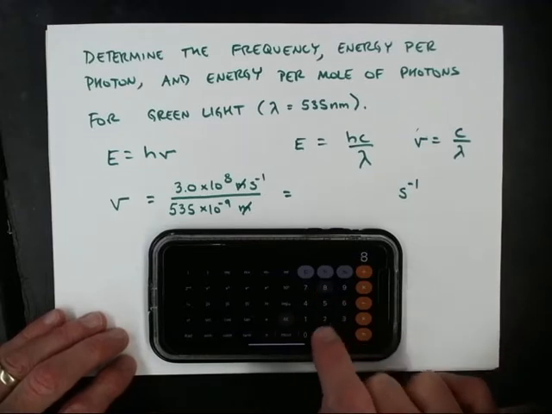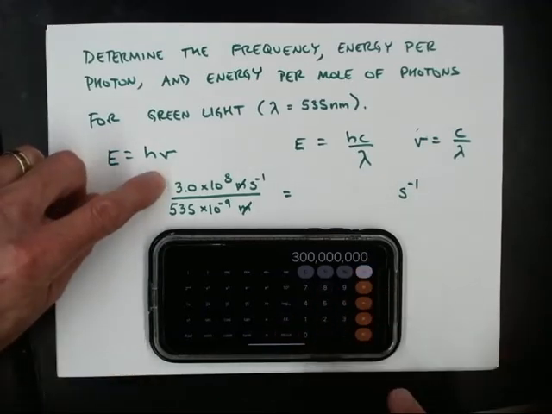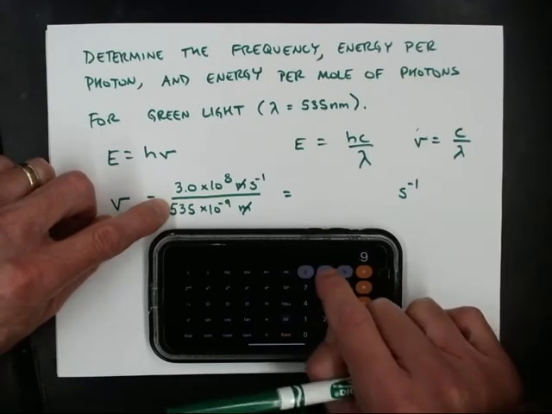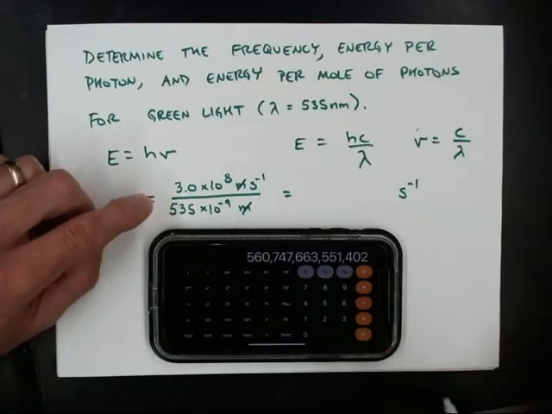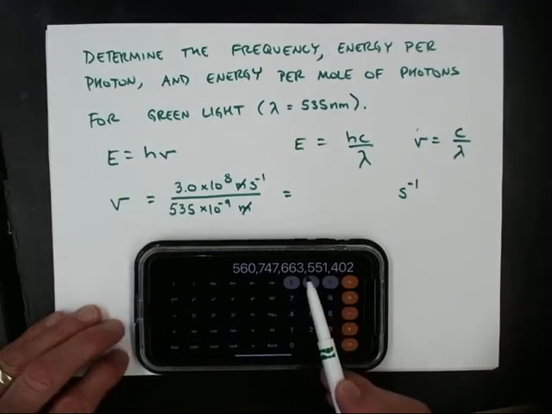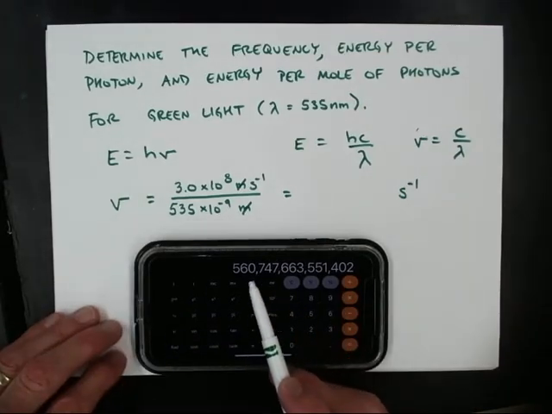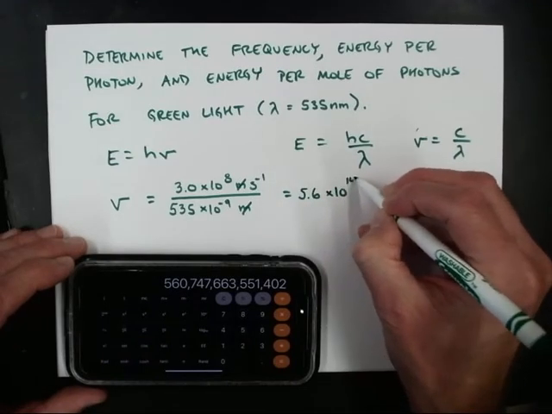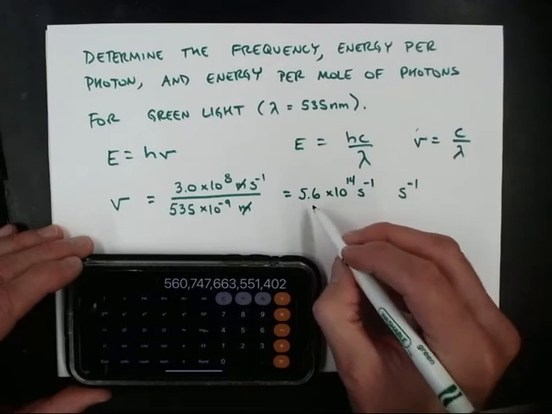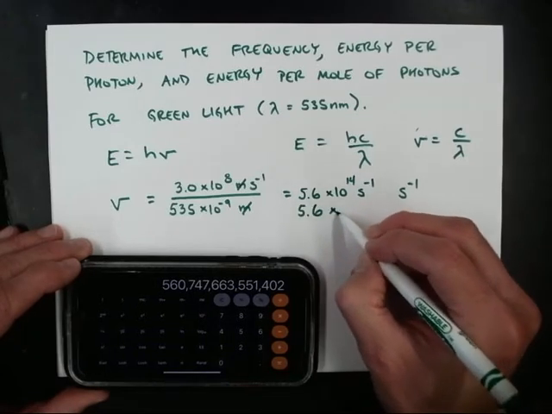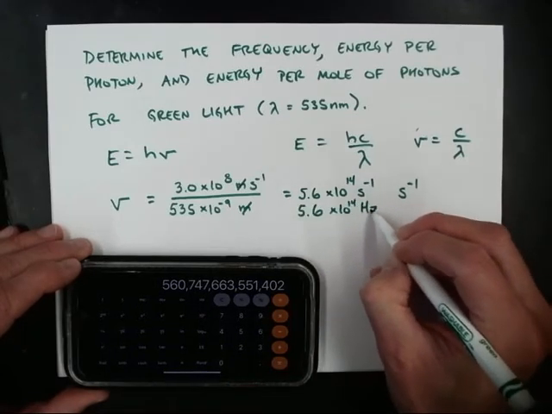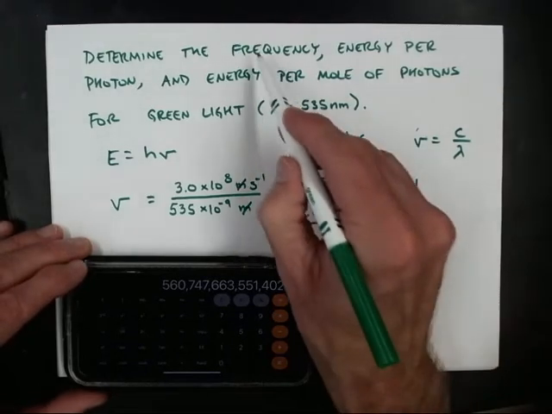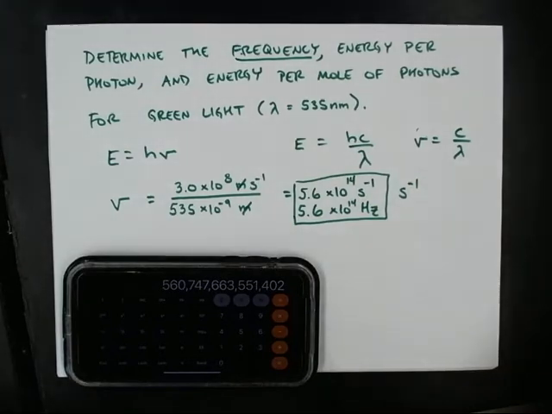3 times 10 to the 8th, that's the numerator. We're going to divide that by 535 times 10 to the 9th, make it negative. Wow, look at that, right? 1, 2, 3, 4, 5, 6, 7, 8, 9, 10, 11, 12, 13, 14. That's right. So it's 5.6 times 10 to the 14 inverse seconds, which of course is the same thing as 5.6 times 10 to the 14 hertz. So I've calculated the frequency of green light.